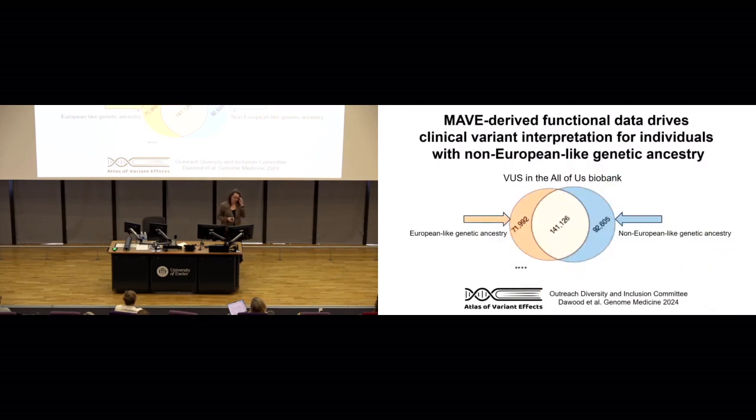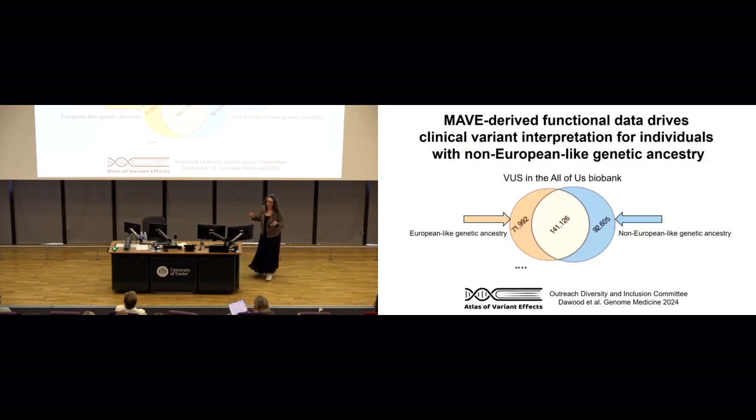Another thing we wanted to look at was if we can try to fix this bias toward European-like genetic ancestry with this data, because as I said, we try to make and measure every possible variant, right? We are not limited by which variants occur in the population. So this study we did through the Atlas of Variant Effects Alliance, and we looked at the variants of uncertain significance in All of Us.